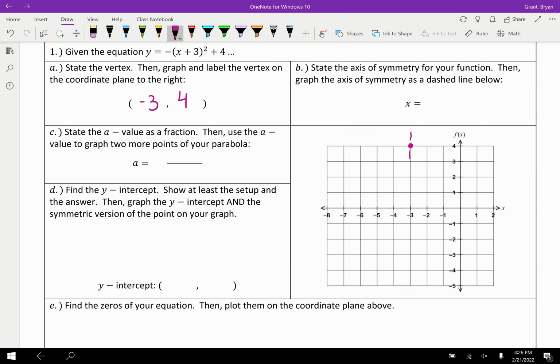B, state the axis of symmetry. That always passes through the vertex. Notice it goes through the x-axis at negative 3, and it matches the vertex over there.